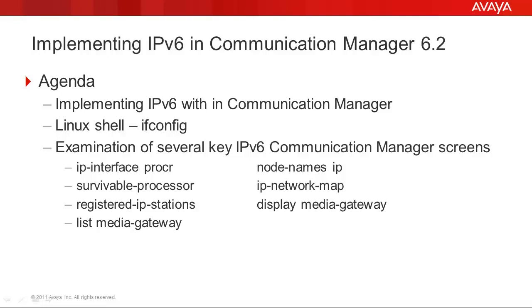To start, we'll take a fast look at how CM interfaces with the ifconfig command at the Linux prompt. Then we'll log into the SAT and provision the procr6, which is the IPv6 interface within Communication Manager. procr6 allows Communication Manager to communicate out on the IPv6 network. The balance of the commands shown will show provisioning or status of IPv6 enabled components.